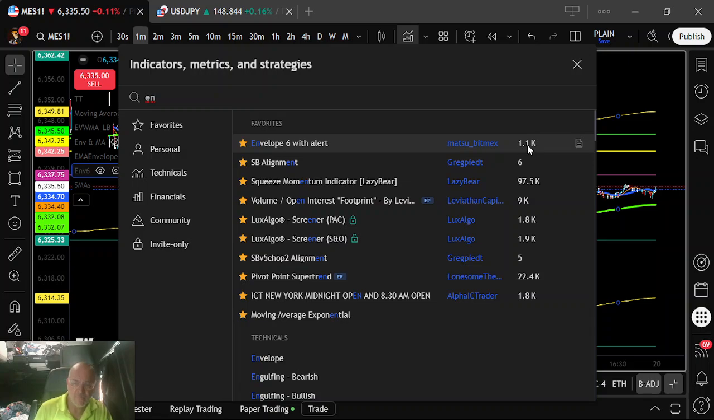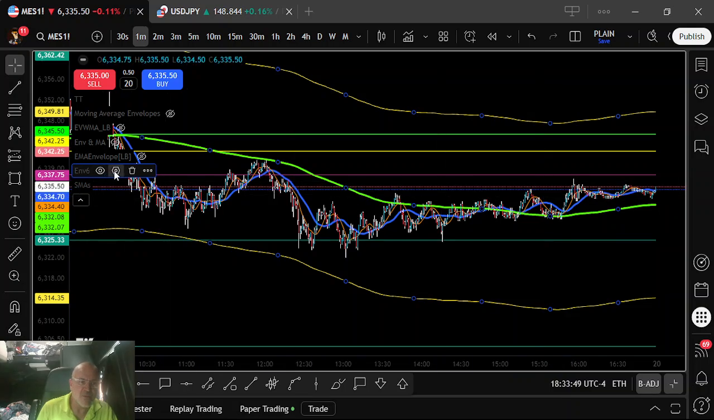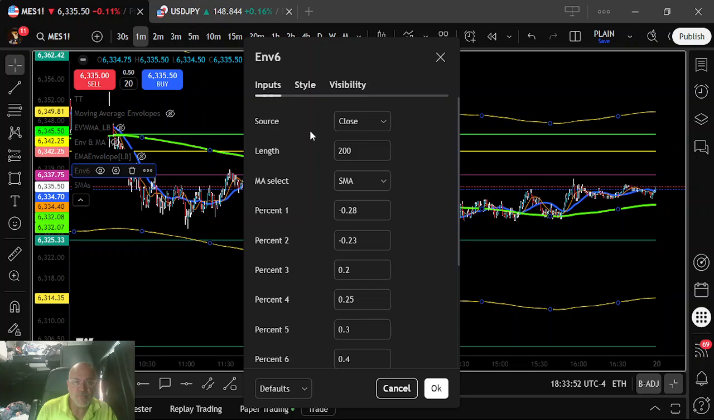It has 1,100 users. This is fantastic. It's the only one I found that you can put in your own calculations where you need them. So the settings on this are very simple. The source is close. The length of the moving average is 200, simple moving average. And then percent one is negative 0.28, and percent two is negative 0.23. These are the only two you're going to use. Forget everything else.